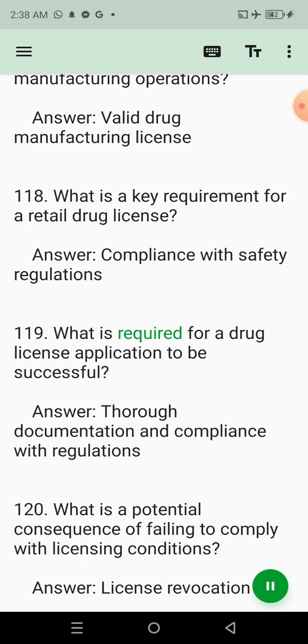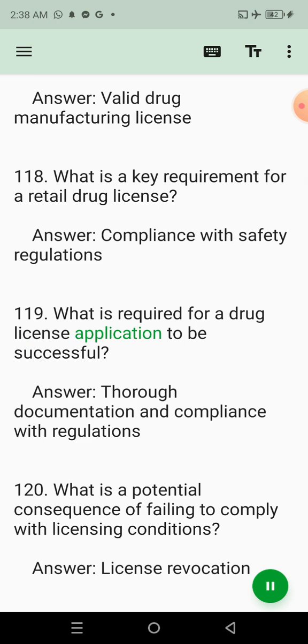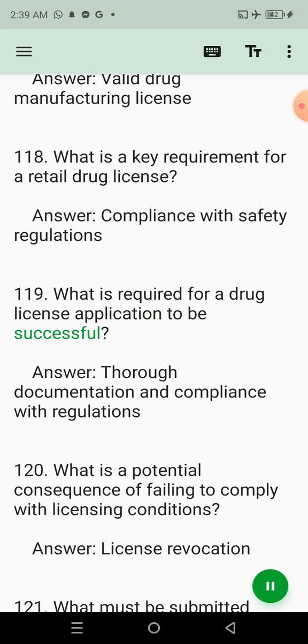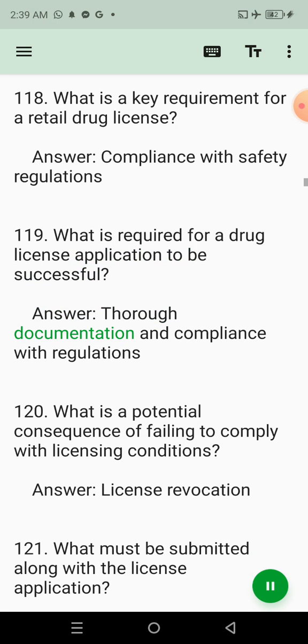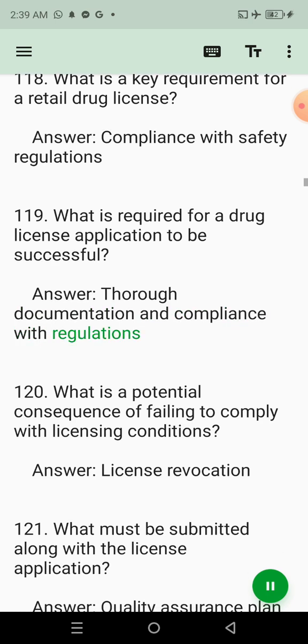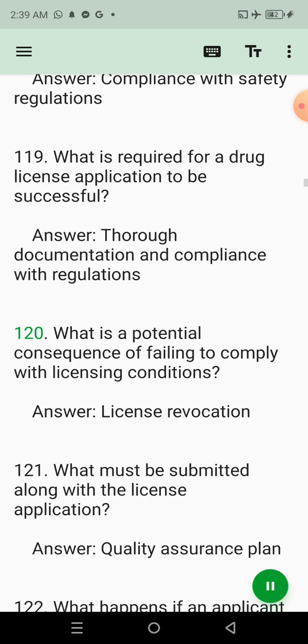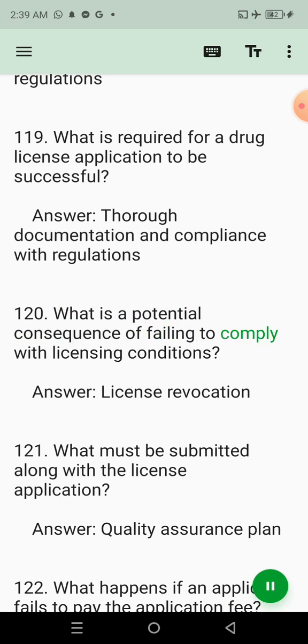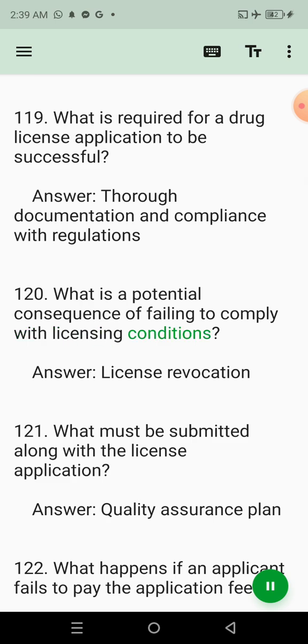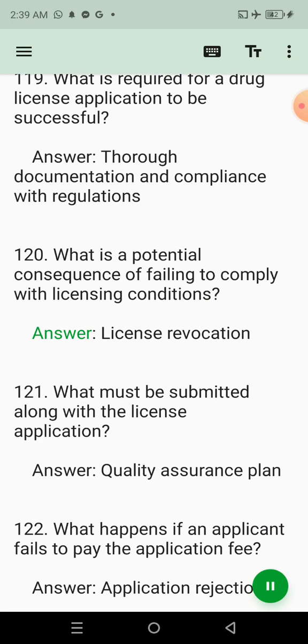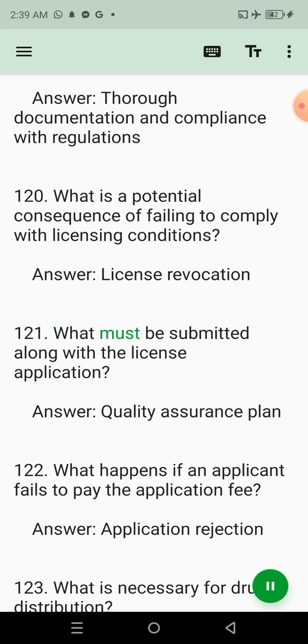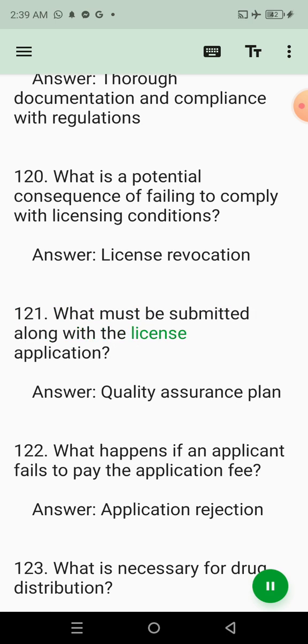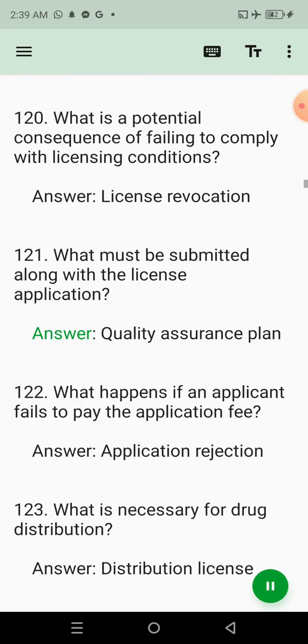119. What is required for a drug license application to be successful? Answer: thorough documentation and compliance with regulations. 120. What is a potential consequence of failing to comply with licensing conditions? Answer: license revocation. 121. What must be submitted along with the license application? Answer: quality assurance plan.